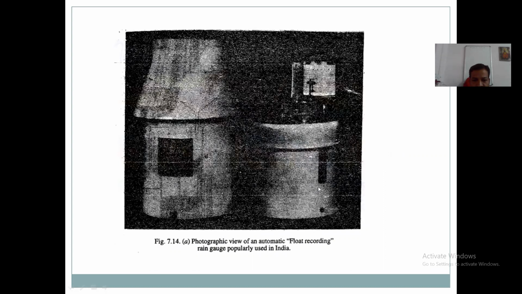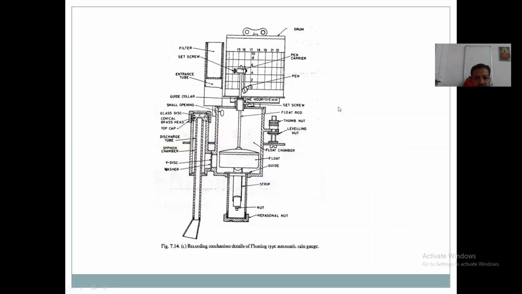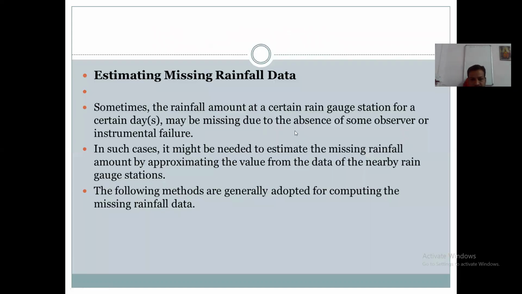This is a floating type rain gauge. This is also a floating type rain gauge. These are the three types under recording type rain gauges. So, this summarizes the types of rain gauges and how rainfall is measured by using these rain gauges.